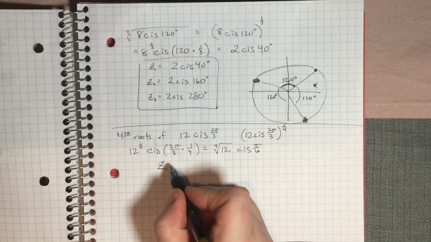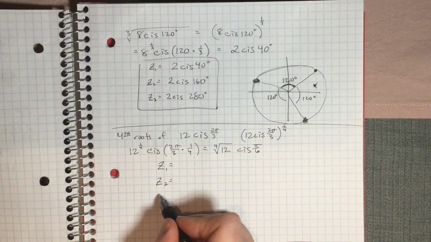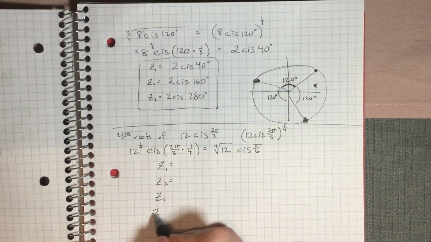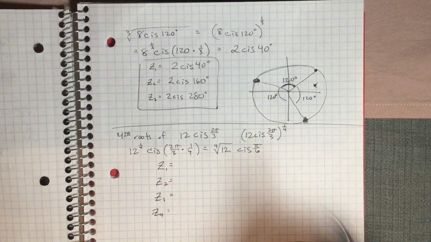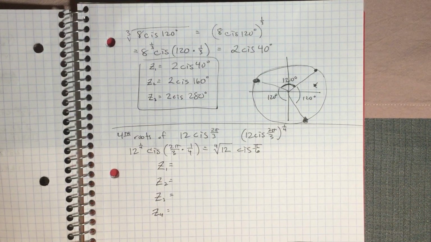And how many fourth roots are there going to be? You guessed it, there's going to be 4 of them. Z1, Z2, Z3, Z4. I sound like a German counting to 4. Get it? Okay.